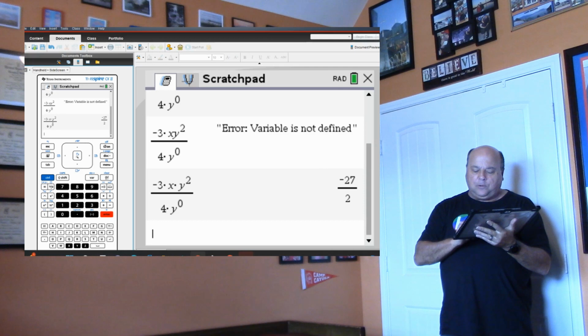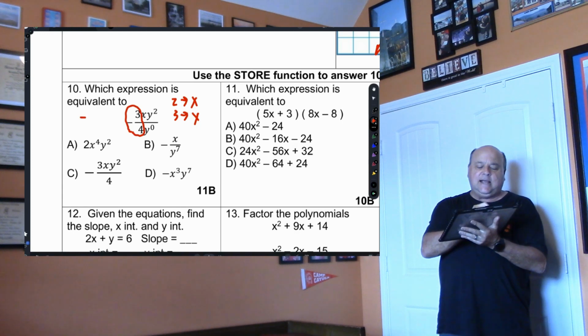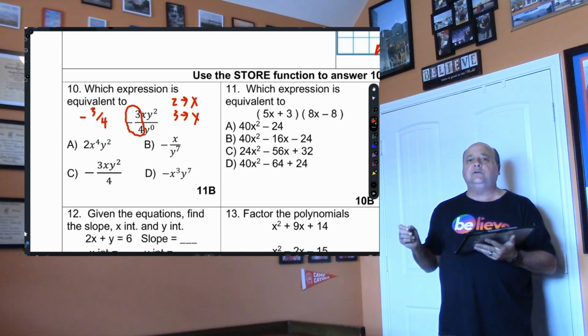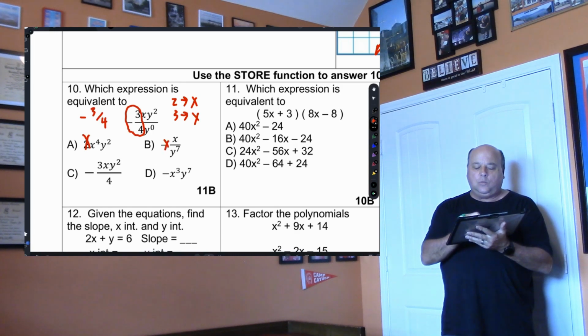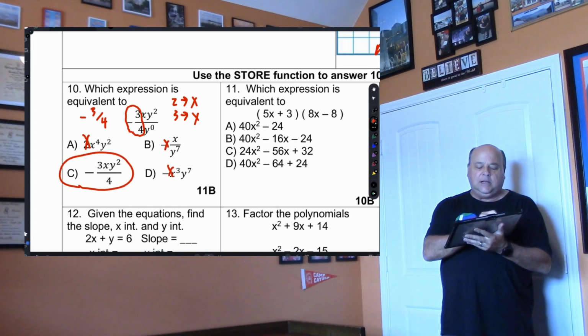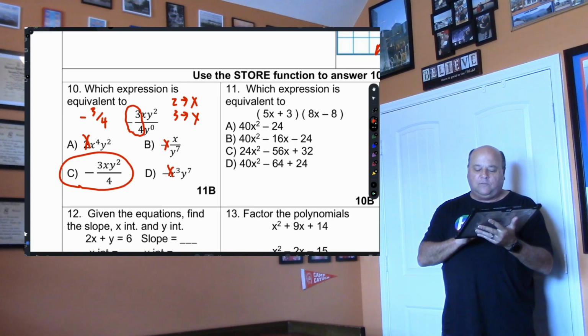Now then, go to our paper, and let's just look at the math. These are big numbers. It has to have a negative 3 over 4 in the answer. Look at your answer choices. This one doesn't work. This one doesn't work. It has to be this one, doesn't it? So let's go through and type this in. Negative 3xy squared over 4.